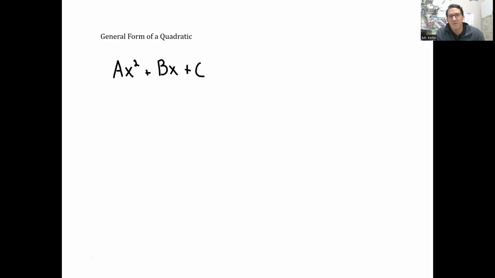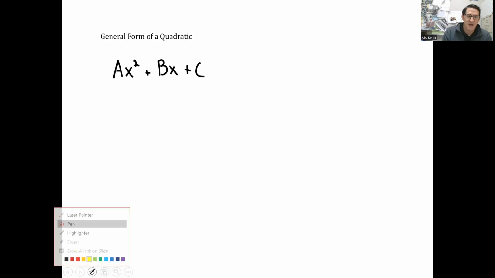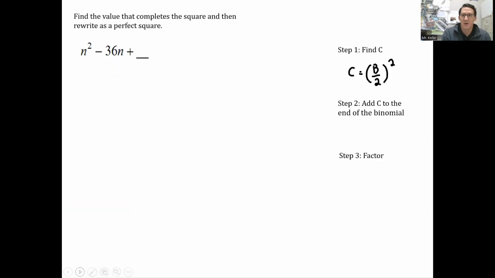Just a quick reminder, the general form of a quadratic equation: we have ax squared plus bx plus c. A is always attached to the x squared, b is always attached to the x, and c is by itself. This is important to remember. We are going to use a, b, and c here. So first, we are going to find a C value. We have an A and a B, and we're going to find a C value that's going to make this a perfect square trinomial, which is going to be easy to factor.